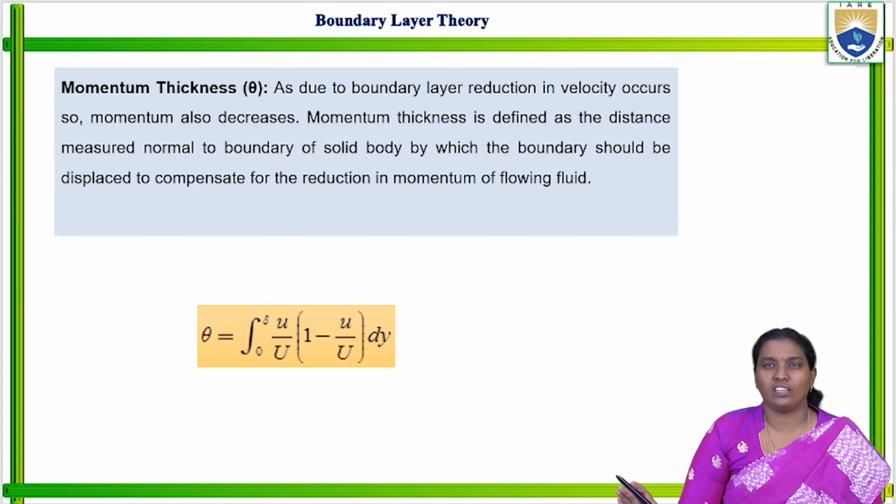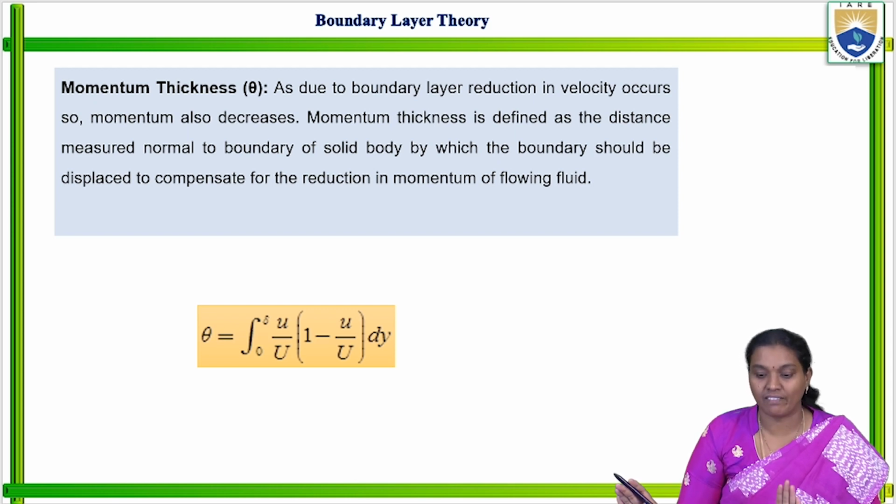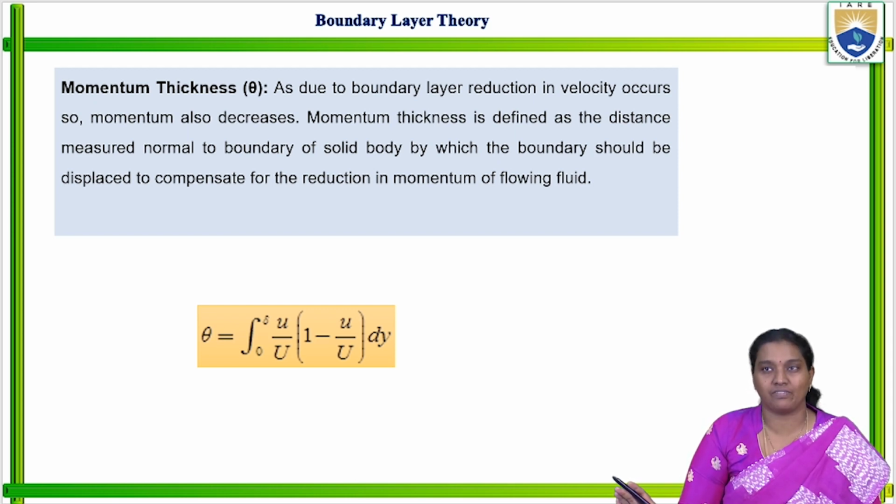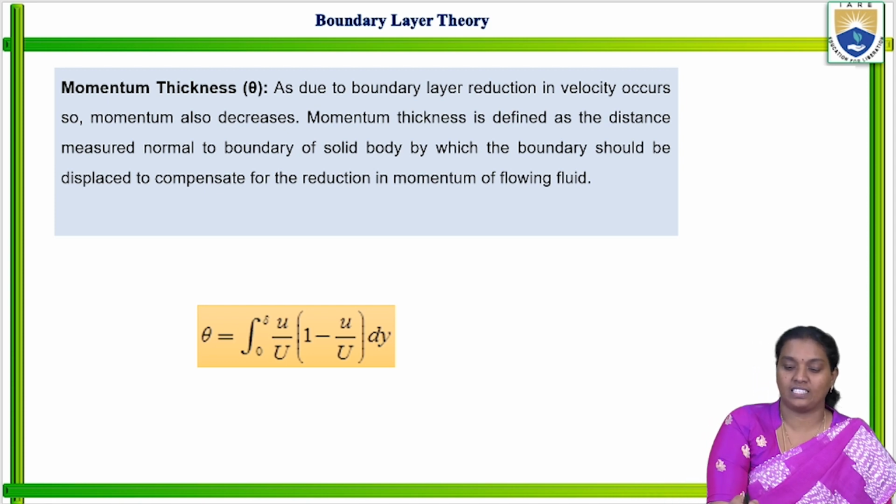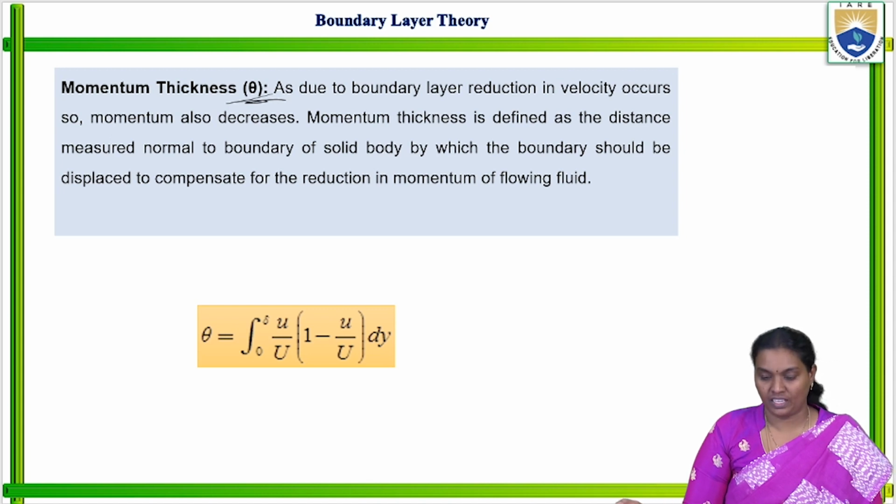In the boundary layer, a reduction in velocity occurs, and momentum also reduces. The momentum thickness is defined as the distance measured normal to the boundary of the solid body by which the boundary should be displaced to compensate for the reduction in momentum of the flowing fluid. Theta is the denotation for the momentum thickness.